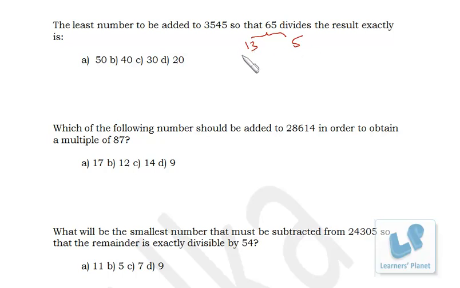Right? 13 and 5 are co-prime to each other. That means if a number is divisible by both 13 and 5, then that number will definitely be divisible by 65. That is the first funda you can say. Now whatever you add, maybe 50, 40, 30, 20 to this number, all the numbers will definitely be divisible by 5. So you don't have to worry about 5.